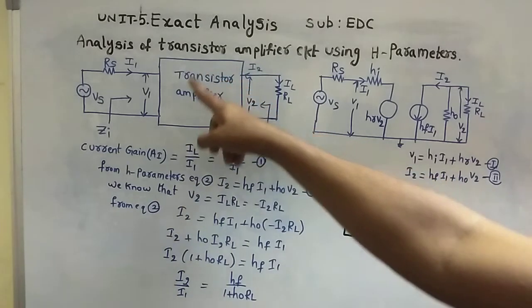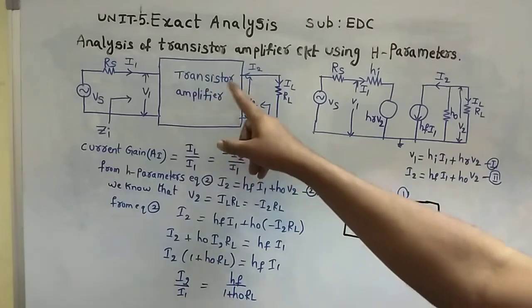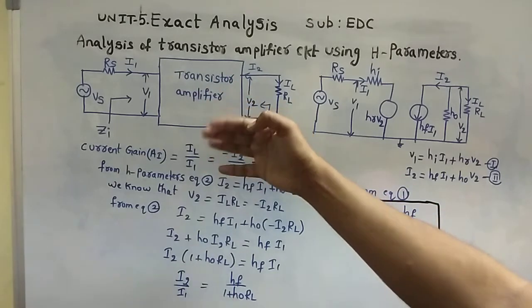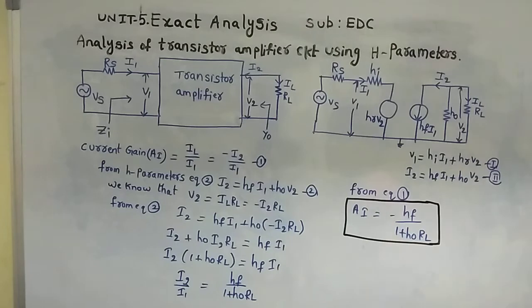The transistor amplifier circuit may be in common emitter, common base or common collector configuration. For all configurations, we are seeing one unique derivation. If in the examination he gives the common emitter configuration, in place of the H parameters you may take HFE, HOE, HRE and HIE, like that you can write. That is exact analysis of the transistor amplifier in CE configuration. Like that we can write the answer.